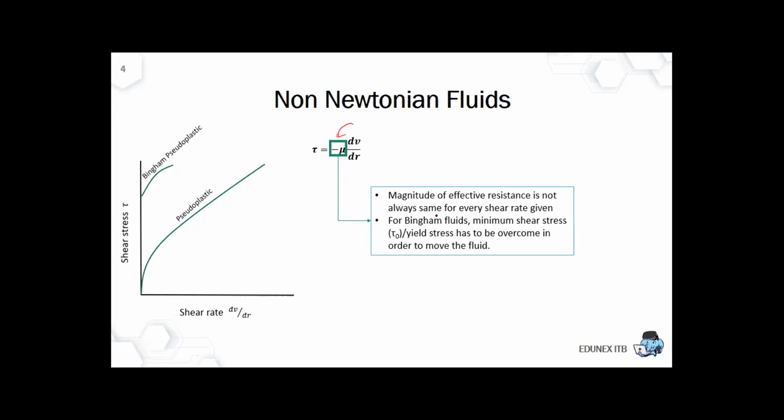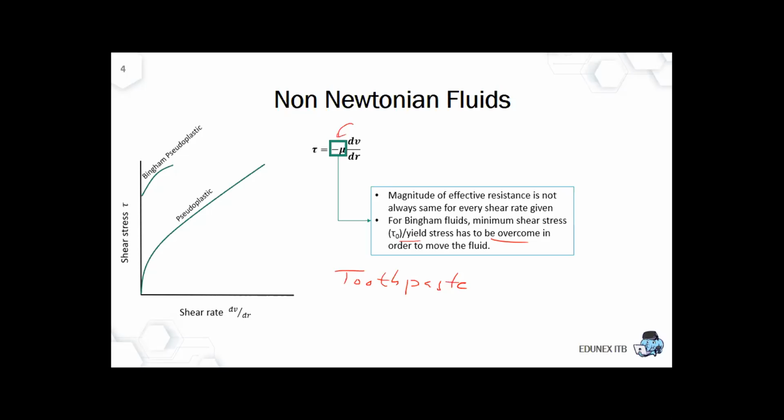And then for Bingham fluids, a minimum shear stress, or tau zero, or yield stress, has to be overcome. You must fight this first in order to move these fluids. When you are using toothpaste, can you just flow your toothpaste? No, you cannot. In order to flow it, you need to give initial energy, an initial pressure. That's called Bingham fluids.